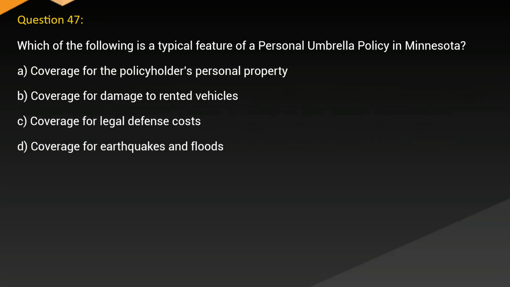Question 47. Which of the following is a typical feature of a personal umbrella policy in Minnesota? A. Coverage for the policyholder's personal property. B. Coverage for damage to rented vehicles. C. Coverage for legal defense costs. D. Coverage for earthquakes and floods.